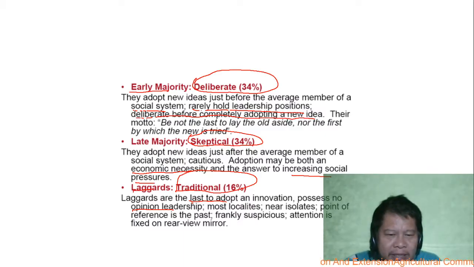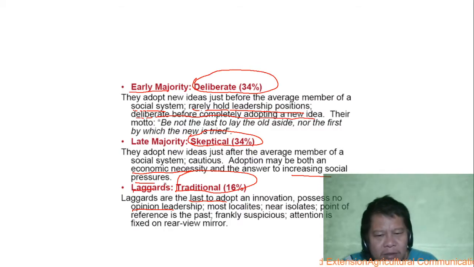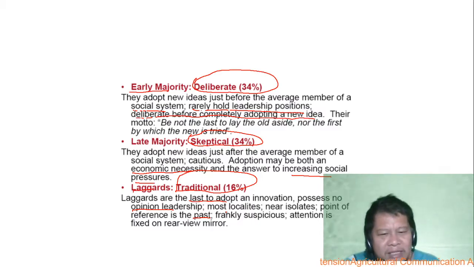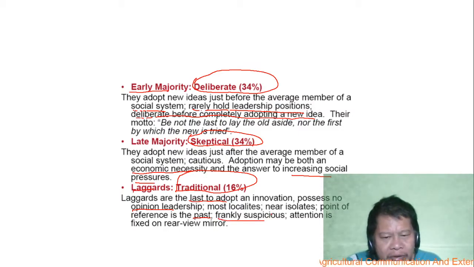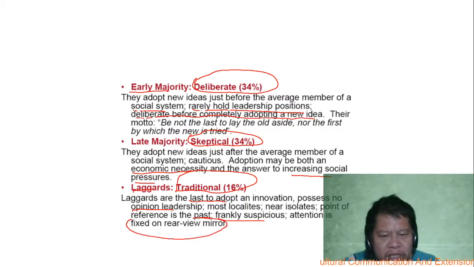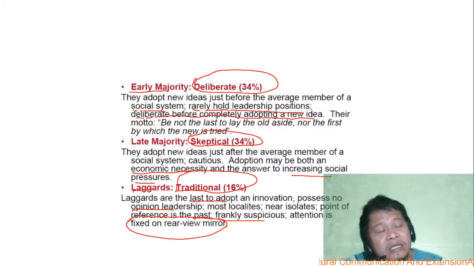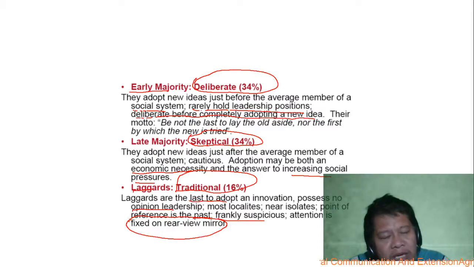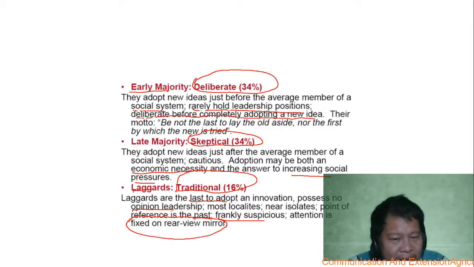They are near isolates. Their point of reference is the past. Tanaw nila ang mga karaan nga style. Frankly, suspicious. Murag di sila mo-tuo, no? Gahi sila patuon. Their attention is fixed on the rear view mirror. Ibig sabihin, ganahan gid sila sa mga old nila. Murag di sila magpa-change. So, gahi gid sila, no?